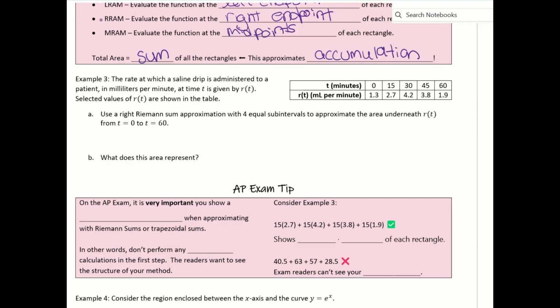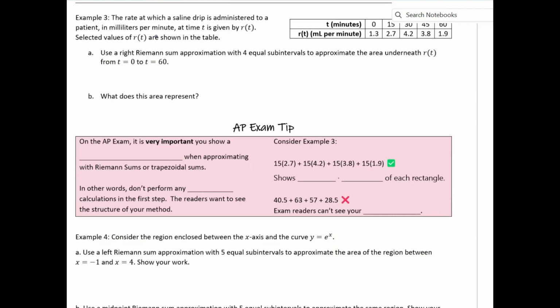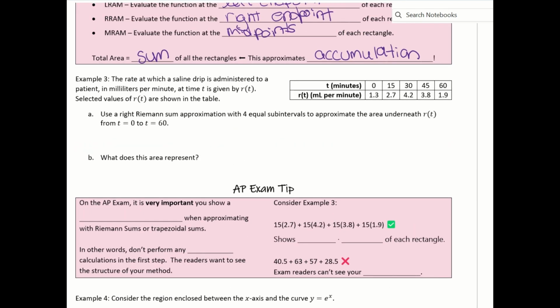All right, so here we have an example where the rate at which a saline drip is administered to a patient is given by R of t here. What we're going to do is use a right Riemann sum approximation with 4 equal subintervals. That just means we're going to make 4 rectangles. Now we know how wide each rectangle is going to be: 15, 15, 15, and 15. To help you think about this visually, we're going to have a rectangle that's 15 units wide, a rectangle that's 15 units wide, and y'all, these are not to scale.